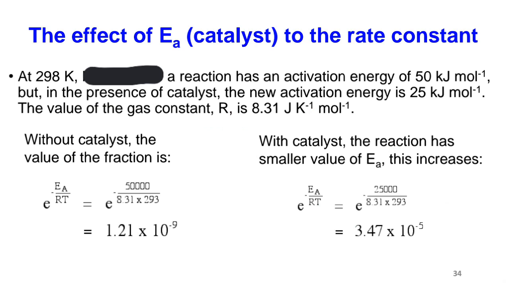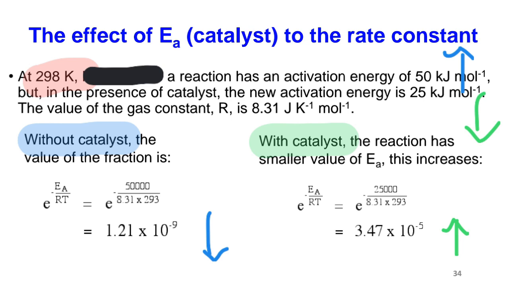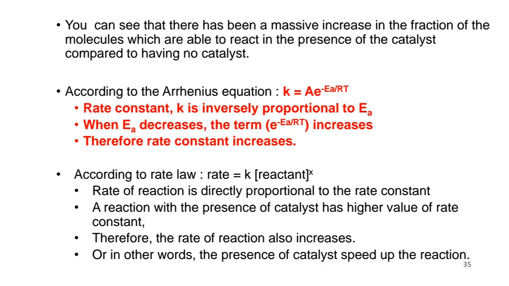A catalyst provides an alternative pathway for the reaction by lowering the activation energy. At the same temperature, without catalyst, the fraction is lower with higher activation energy. With catalyst, the fraction is higher with lower activation energy. We can see that there has been a massive increase in the fraction of the molecules which are able to react in the presence of the catalyst than without catalyst.